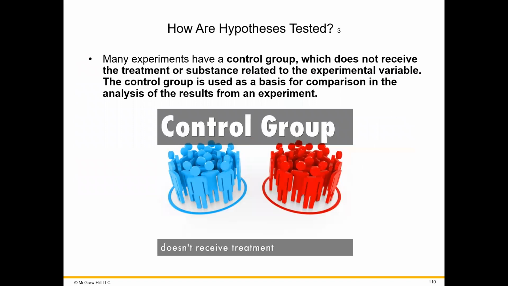And several experiments, particularly clinical trials with humans on new pharmaceutical products or treatments, will have a control group, which will receive a placebo, which is a substance that is identical to what the experimental group receives, except that it does not include the active ingredients. So basically the control group does not receive the active treatment, right?